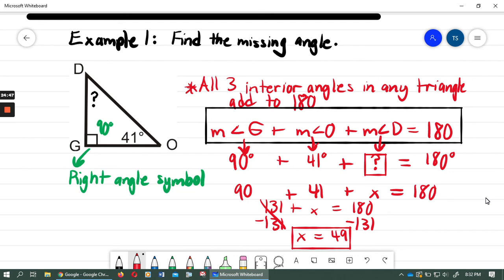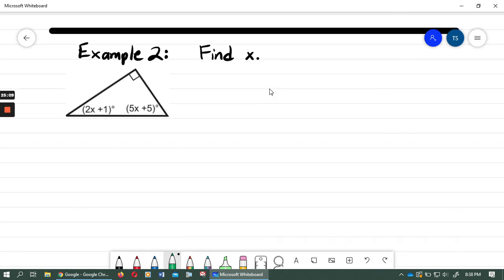Again, folks, I want to show you a variety of examples using this triangle angle sum theorem, because these problems could look a whole lot different than just this, and I want to show you quite a bit of different types of examples that you could see. Okay, so here we go.